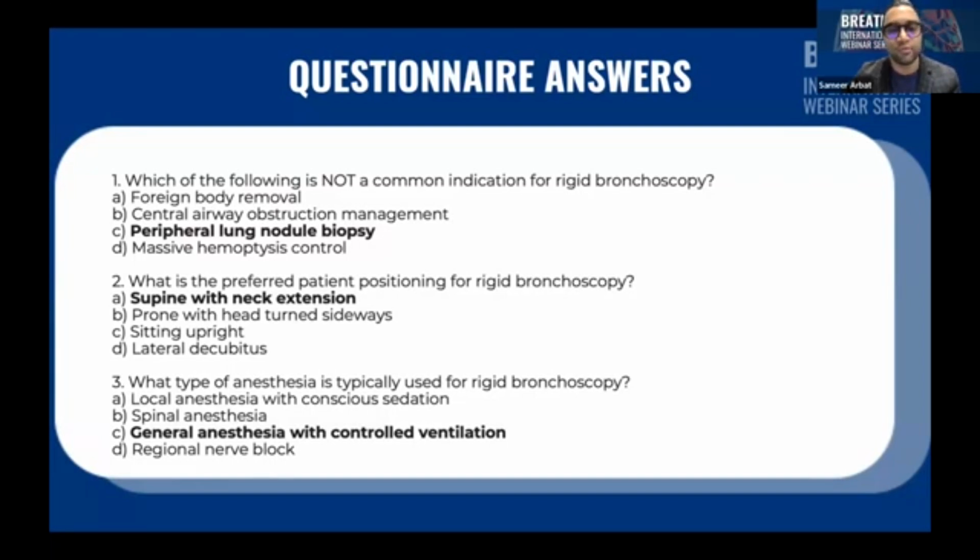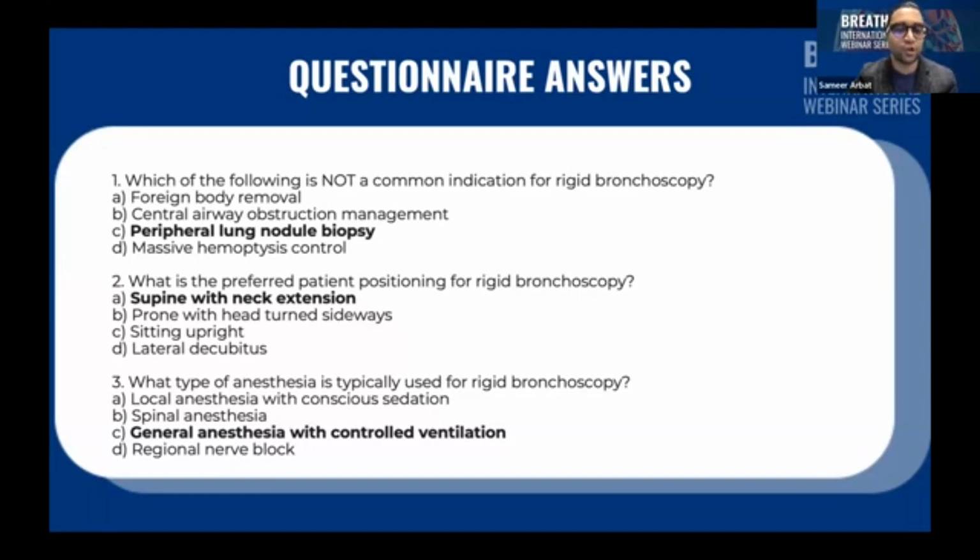Question 2 is what is the preferred patient positioning for rigid bronchoscopy? This was explained in detail by Dr. Vishwas in his presentation. You need to place the patient in a supine position with the neck extended so that you get good access and vision to the vocal cords. Once you enter the trachea, your rigid bronchoscope should be in axis with the trachea itself. So this is the preferred position.